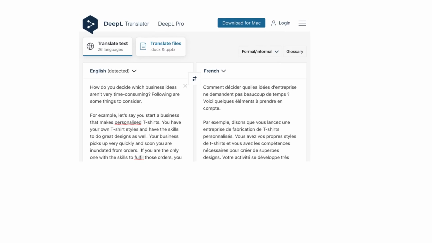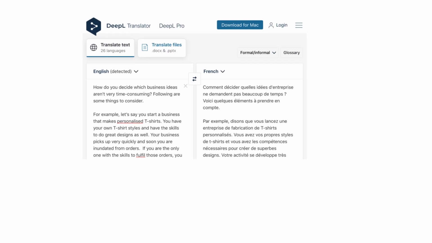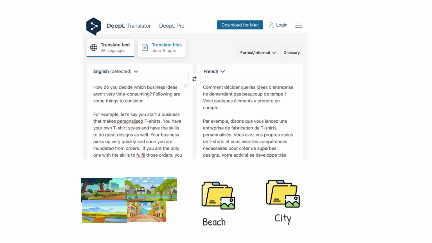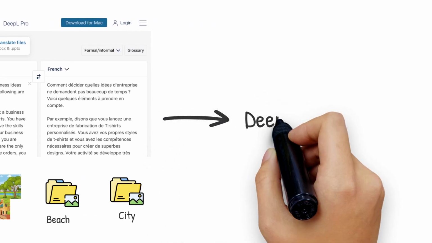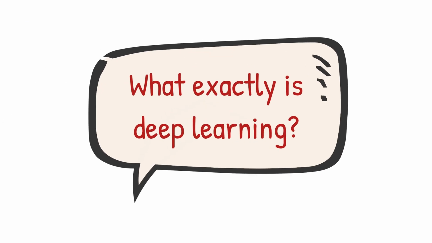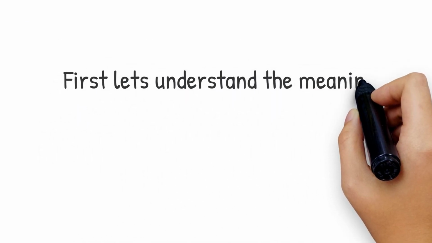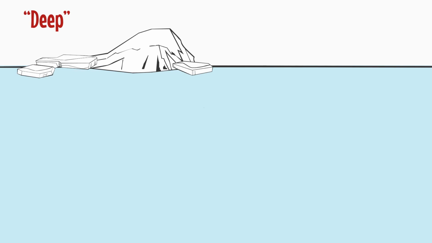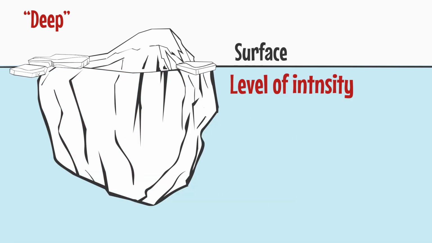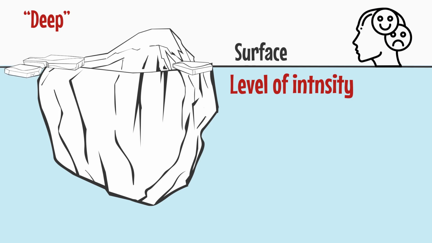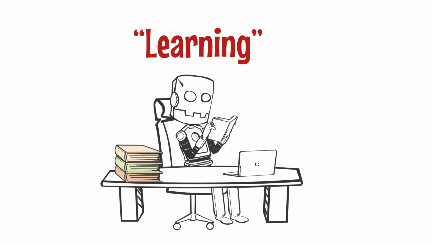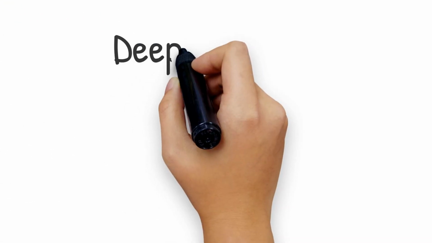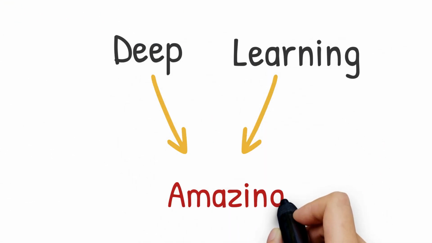Ever wondered how Google translates an entire web page to a different language in a matter of seconds, or your phone gallery groups images based on their location? All of this is a product of deep learning. But what exactly is deep learning? First, let's understand the meaning of these two words individually, deep and learning. Deep can refer to the distance below a surface or the level of intensity of an emotion or feeling. It can also be used to describe something that is complex or profound. And learning refers to the process of acquiring knowledge or skills through study, experience, or instruction. If you put these two words together in context, it describes something amazing.